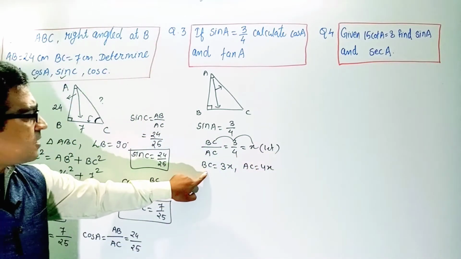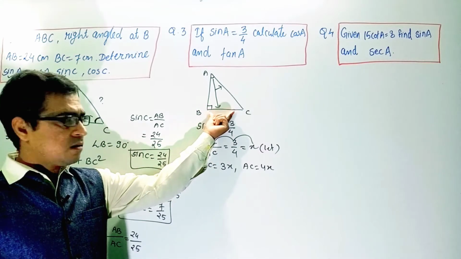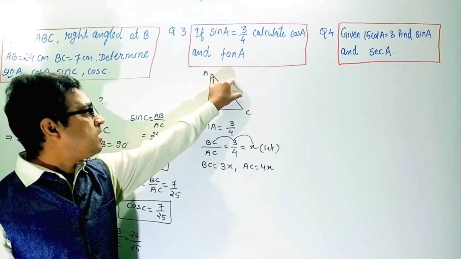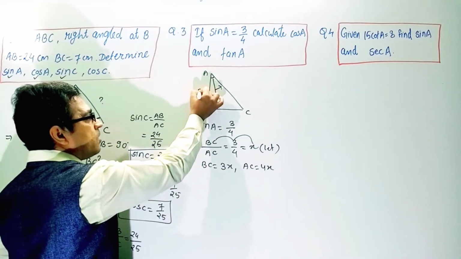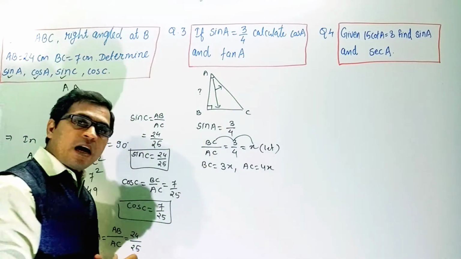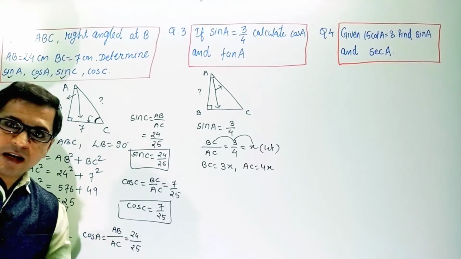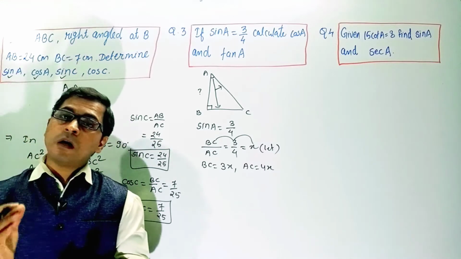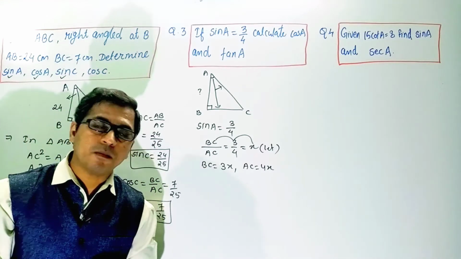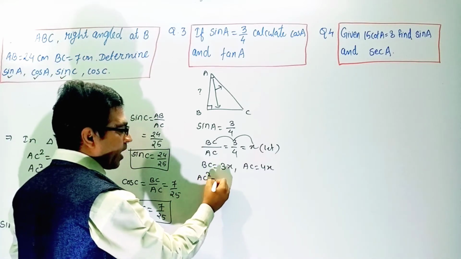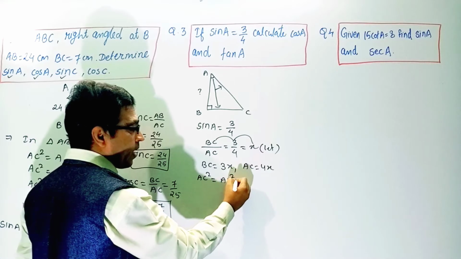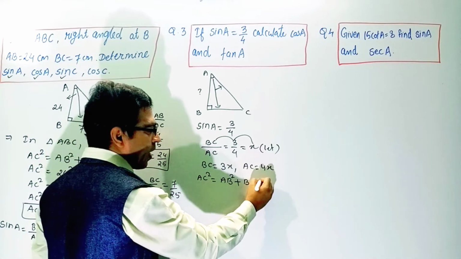Now students, here you can see that we got the value of BC, we got the value of AC, but the value of AB is unknown, right? So if two sides are given in a right angle triangle, we can find out the third side applying the Pythagoras theorem. So applying the Pythagoras theorem over here, AC square is equal to AB square plus BC square.